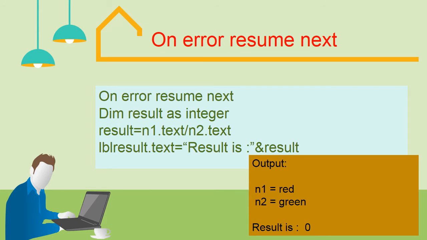Next, we are going to discuss on error resume next. In the same sample program, when we give the input as string, red and green, and we are using the on error resume next, it skips the error and displays the result as 0.